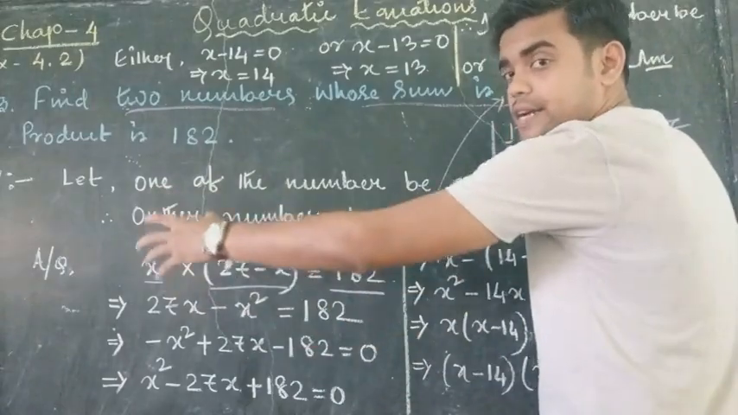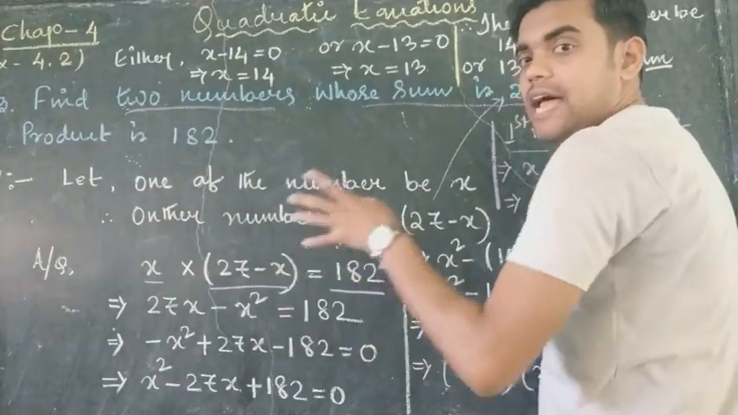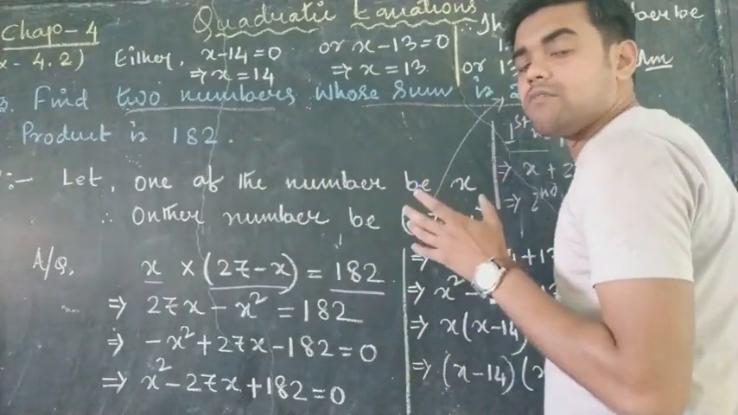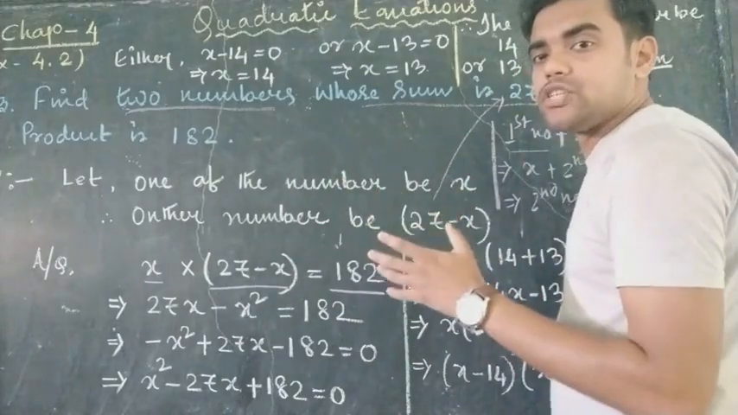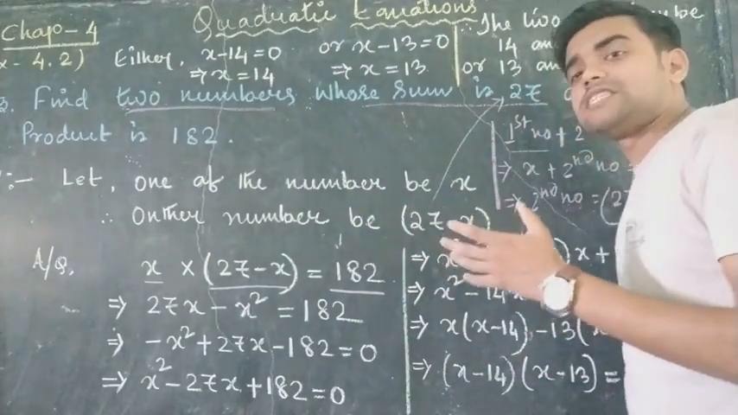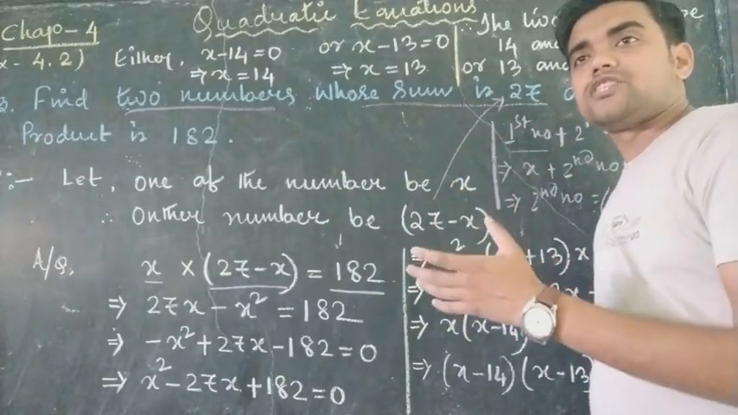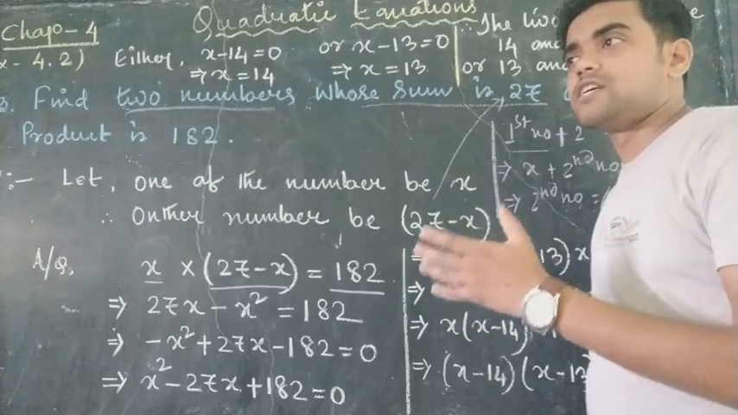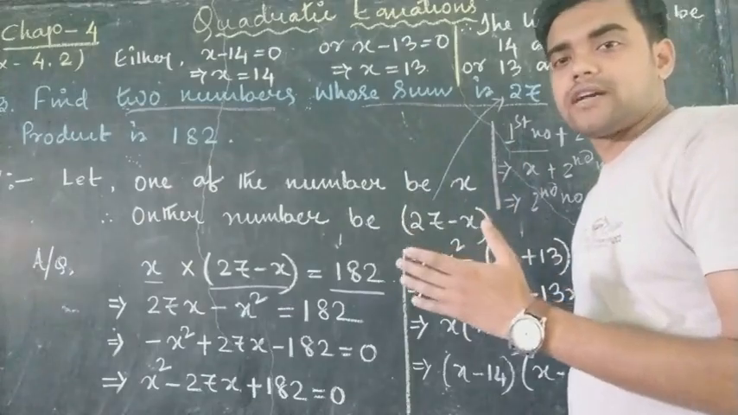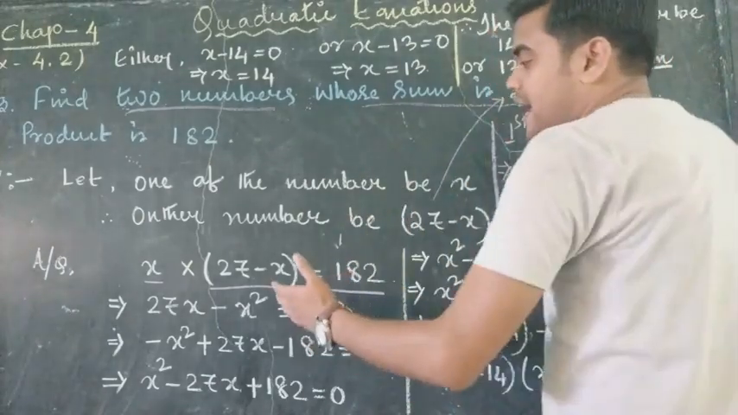First we write the x square term, then the x term, then the constant term. That means we arrange it in the standard form of a quadratic equation. What is the standard form of a quadratic equation? It is ax square plus bx plus c equal to 0. So our first term is the x square term, the second term is the x term, and the third is the constant term. So that's why we arrange it.